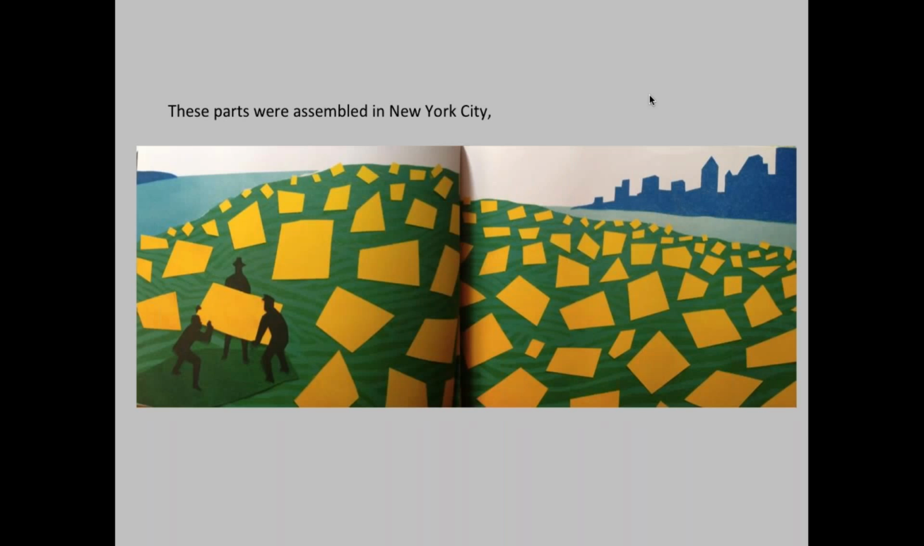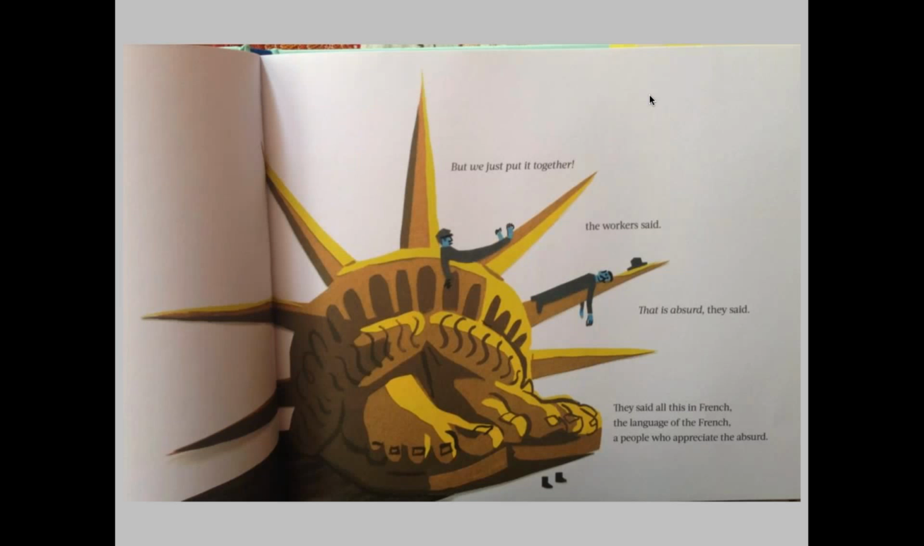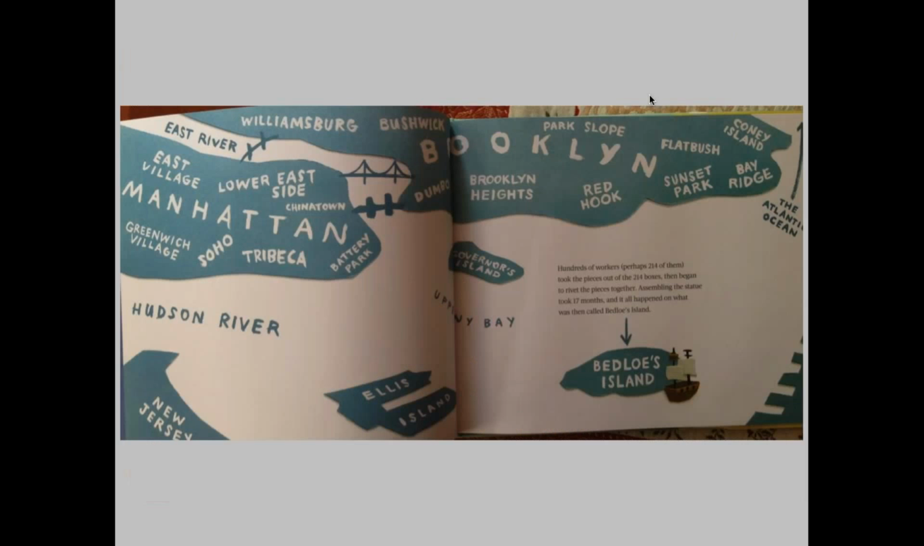These parts were assembled in New York City. No, wait! First, they were assembled in Paris. Did you know this? Ask your friends and even your teachers if they knew that before the Statue of Liberty was assembled in New York, she was first constructed in Paris. But we just put it together, the workers said. That is absurd, they said. And they said all of this in French, the language of the French, a people who appreciate the absurd. You can see here how this is written on many levels.